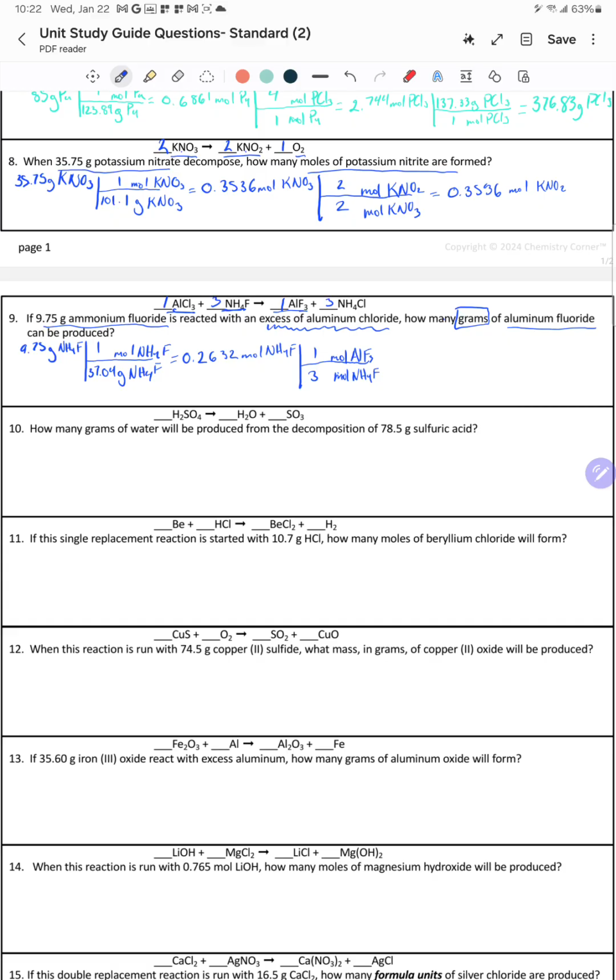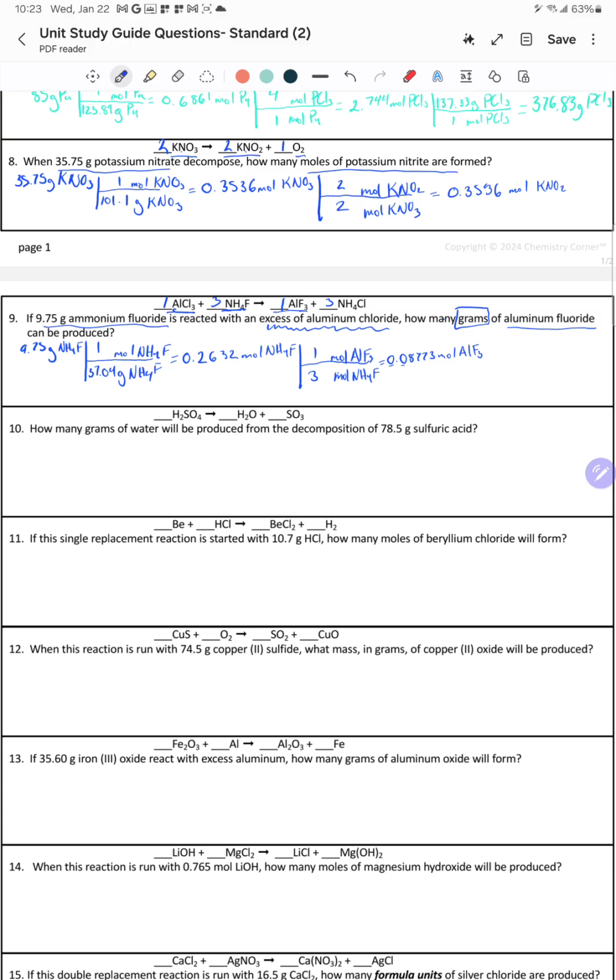So I'm going to do 0.232 divided by 3. And when you do this, you will get a total of 0.08773 moles of aluminum fluoride. If you notice, I went out a few more digits. Usually I go 4 sig figs, but it's still 4 sig figs. Remember, these first zeros don't count.